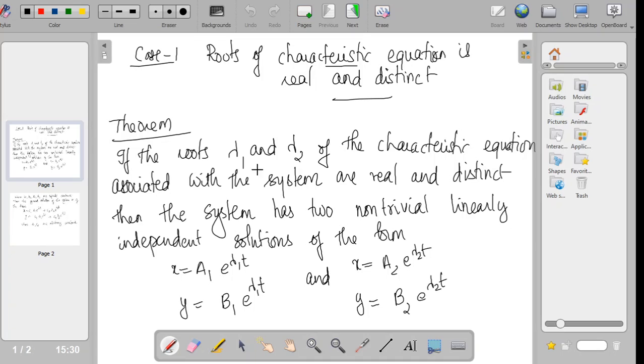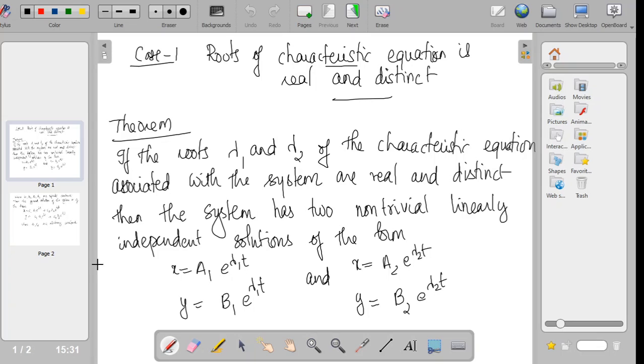So if the roots are real and distinct, we need two linearly independent solutions. That will be x equal to a1 e raised to lambda 1 t and y equal to b1 e raised to lambda 1 t. That is the first pair of solutions where a1 and b1 are some fixed constants. Now the second pair of solutions will be x equal to a2 e raised to lambda 2 t and y equal to b2 e raised to lambda 2 t, where again a2 and b2 are fixed constants. So the two linearly independent solutions will be this.